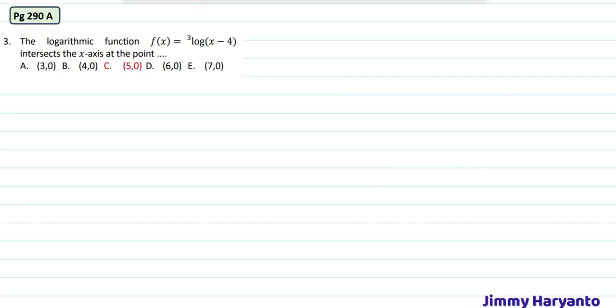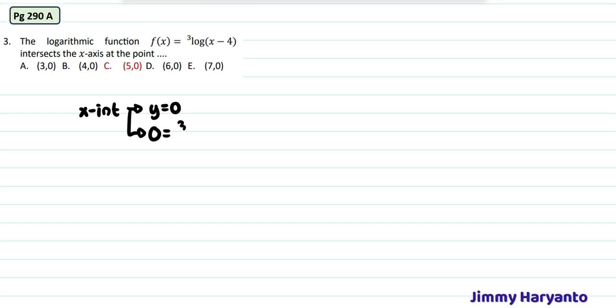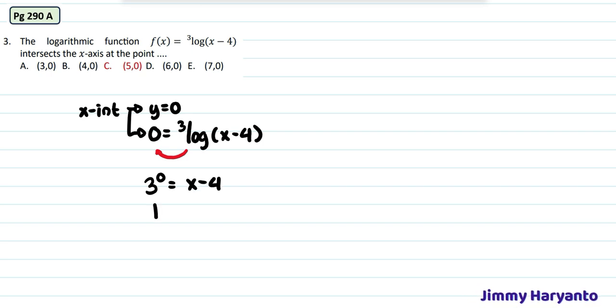Next is question 3. For question 3, we have this function, and the question wants you to find the x-intercept. The x-intercept means y equals 0. That means 0 equals 3 log x minus 4. Okay. And then when you move the 3 log to the other side, it will become 3 to the power of 0 equals x minus 4. 3 to the power of 0 equals 1, so 1 equals x minus 4. Move the 4, you'll have 5. So x equals 5. That means the point is (5, 0). Okay, that is the solution of your homework.